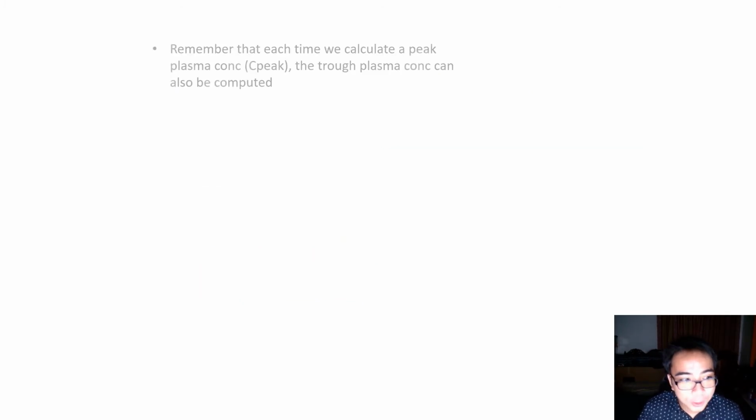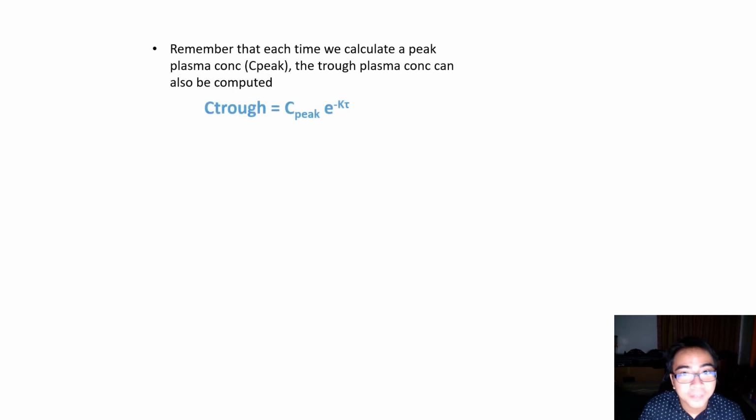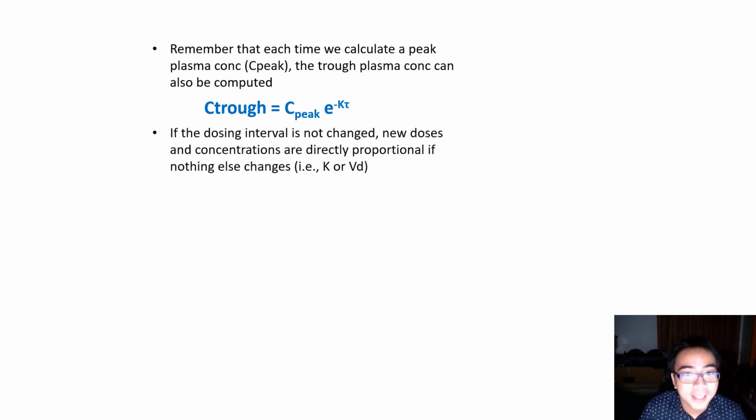Now, assuming, class, sorry. Before that pala, so remember that each time we calculate for peak concentrations, we can always compute for the resulting trough concentrations. And the computation for that would be C trough equals C peak e negative K tau. Ito yung C min. C min natin, C min SS. Okay, or C min N. So, depende na kung anong gagamitin nating terms, pero it's just the same.